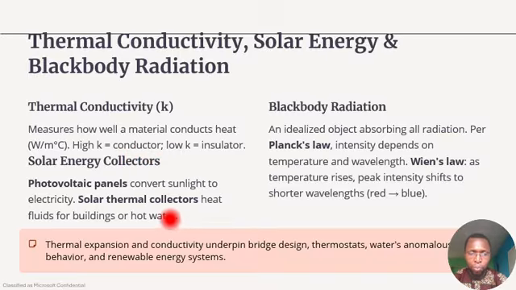Now there are panels too. There are panels that convert sunlight energy to electrical energy. We call them solar panels or photovoltaic panels. What they do is that they trap the energy of the sun and convert it into electrical energy. And there's a part that we call black body radiation.